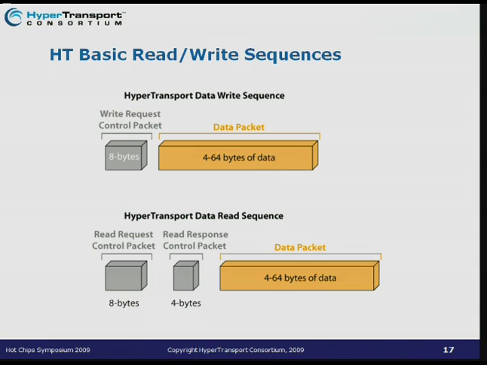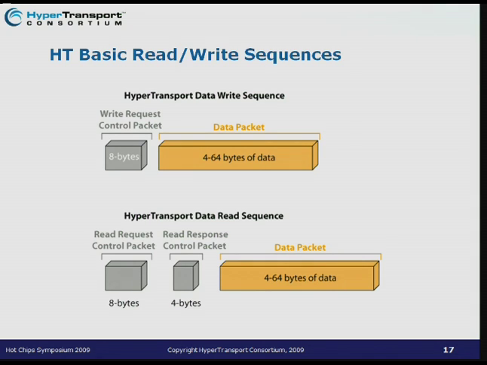Here you can see a bit more detail for a data write sequence and a data read sequence. In the upper side, for the data write sequence, we send the control packet, which is 8 bytes long in the basic addressing scheme. Basic addressing scheme is able to address up to 1 terabyte of DRAM with 40-bit addresses.